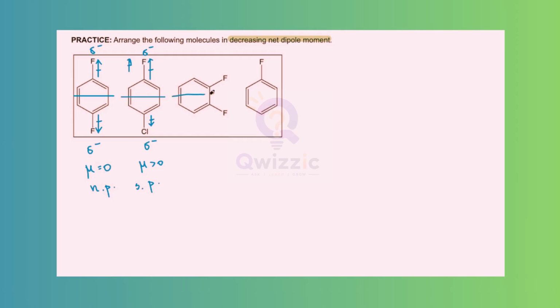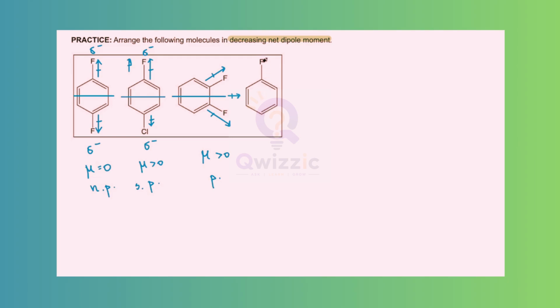Now, there's the third structure. In this case, once again, we have 2 fluorine atoms, but they're not on opposite sides. If we draw the 2 vectors that represent the individual dipoles, we notice that the 2 vectors are pointing in the same direction horizontally. So when we add them, we get a net dipole moment to the right. We can say that the net dipole moment is positive and the structure is polar.